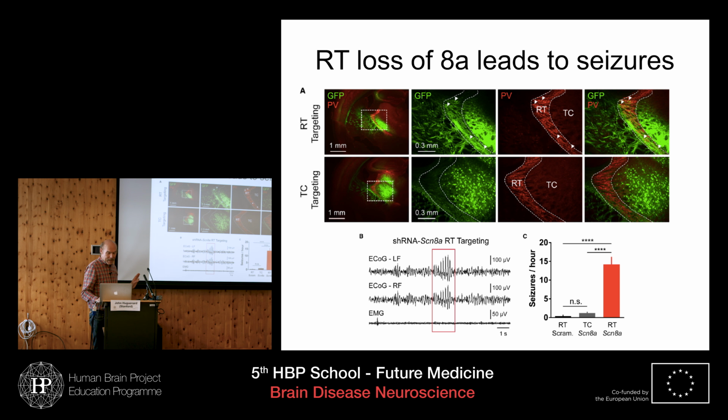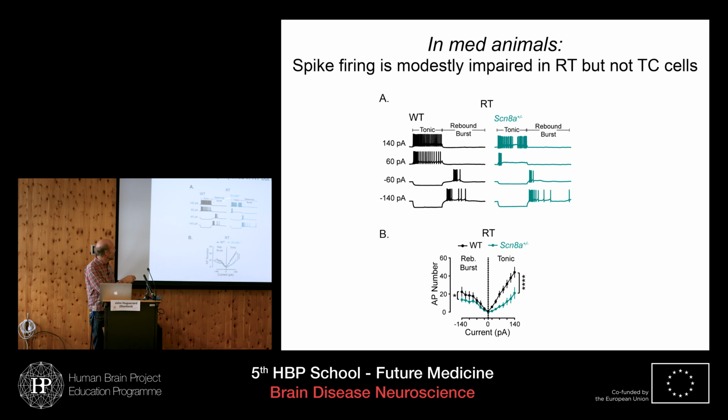So I will skip a couple of parts here where we looked at some detailed intracellular physiology to look at the effect of 8A, and just tell you that we saw some changes in the ability of the cells to fire tonic action potentials and burst action potentials. That can explain in part the epilepsy, but we really wanted to know how effectively these inhibitory cells were producing their inhibitory output.